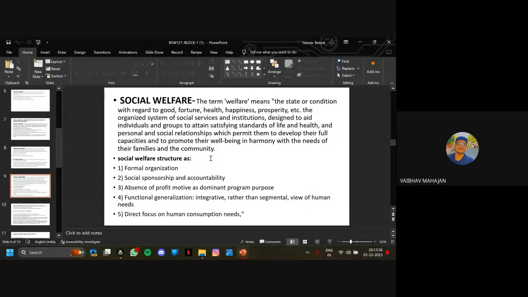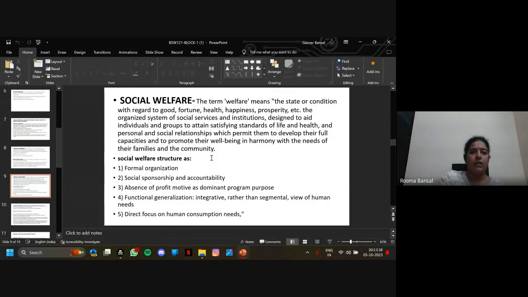Yes, ma'am. Yes, visible, ma'am. Okay. Now, what is the structure of social welfare? Basically, it is done by formal organizations, as we have discussed, like child welfare organization or social welfare association. They take sponsorships and accountability. These are the basic parts of social welfare structures.